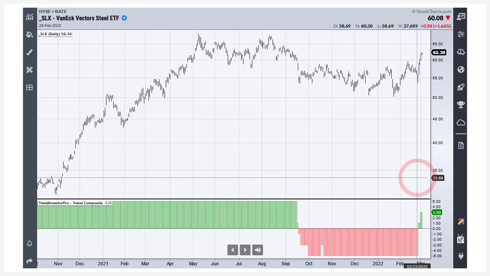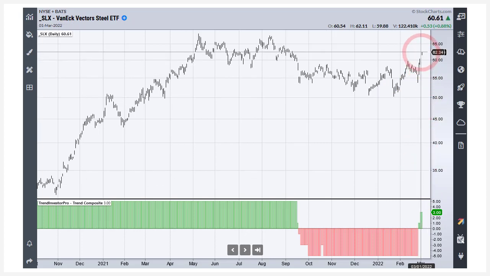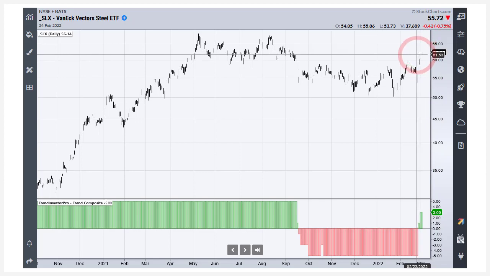But the point is, we got a bullish signal a few days ago, and we're getting a follow-through breakout. So money is clearly moving into steel.